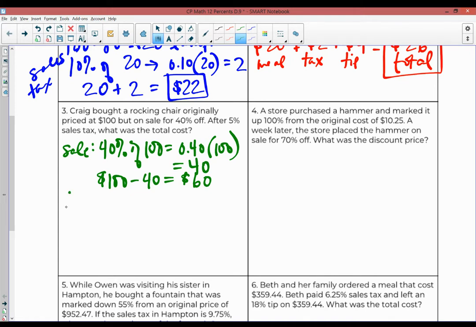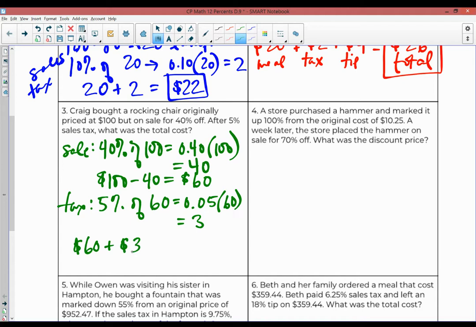Now we need the tax, which is 5%. So we want 5% of 60. So that's 0.05 times 60, which is 3. So his chair was $60 plus $3 in tax is $63 that he paid.